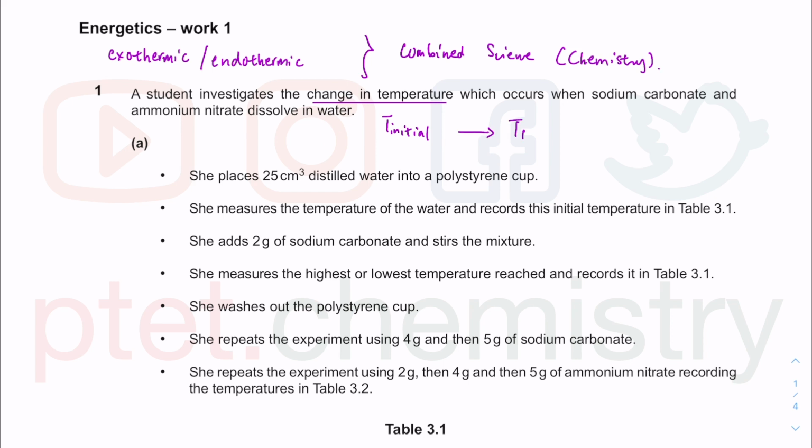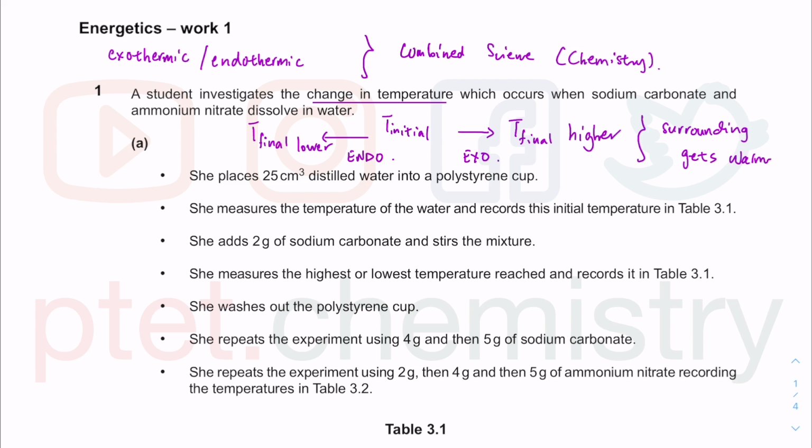So if your final temperature is higher, that is when we have an exothermic reaction. But if your final temperature is lower than the initial temperature, that is when we know we have an endothermic reaction, because the system takes in energy from the surroundings and it gets cooler. So here we are talking about the surrounding getting warmer because the final temperature is higher. Warmer is the same as getting hotter, whereas a final temperature lower than the initial temperature is when the surrounding gets cooler.